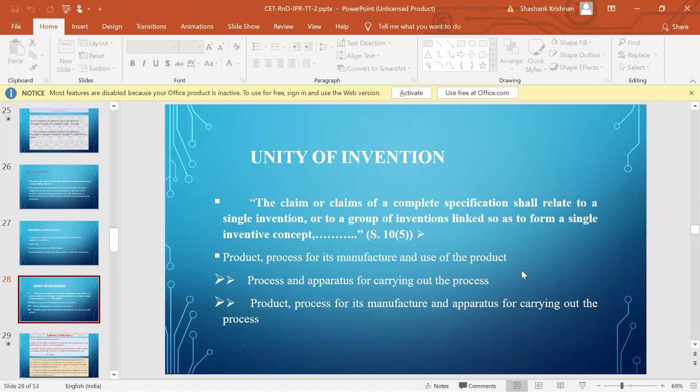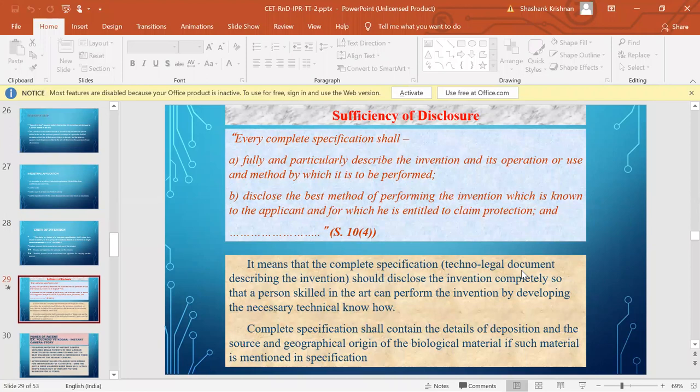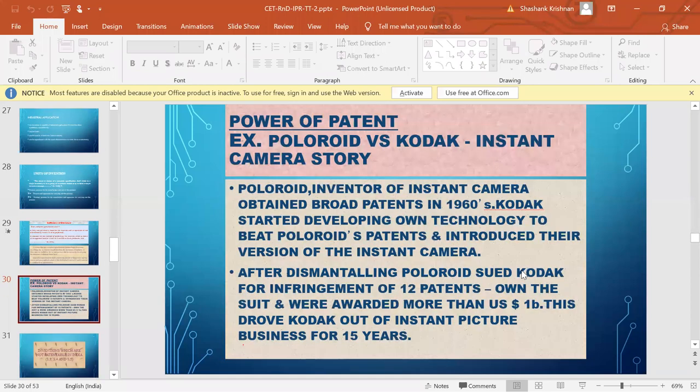So the unity of invention, as I mentioned to you, means the claim should be very clear and it should be purposefully mentioned in the application. And sufficiency of disclosure means it should be very clearly and in detail mentioned. What is the product? Define the product. What are the features of the product, components of the product? Define that. And what is the purpose of the product? These three will have to be sufficiently disclosed. Only then you can have the patent.